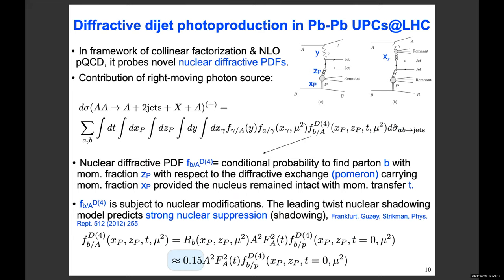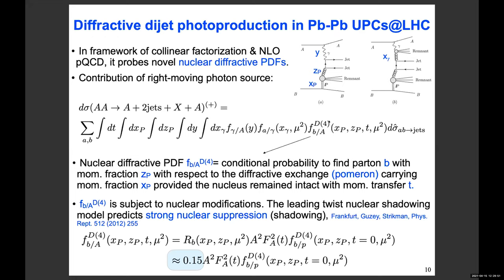Then we did a similar analysis for diffractive dijet photoproduction. We use the same collinear formalism. The only difference is that instead of the inclusive parton distributions, we use diffractive parton distribution functions. These are novel quantities, which are conditional probabilities. There are no global extractions for these quantities. These nuclear diffractive PDFs are subject to nuclear modifications.